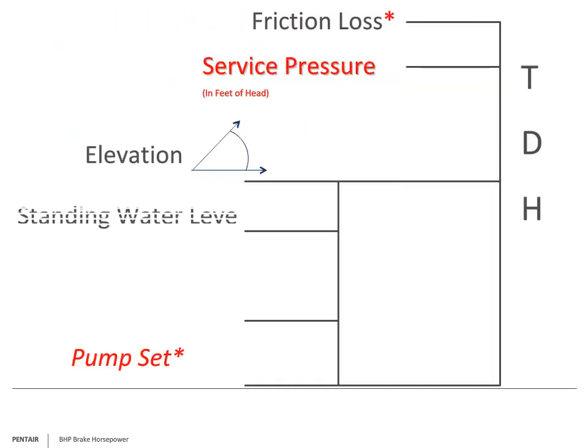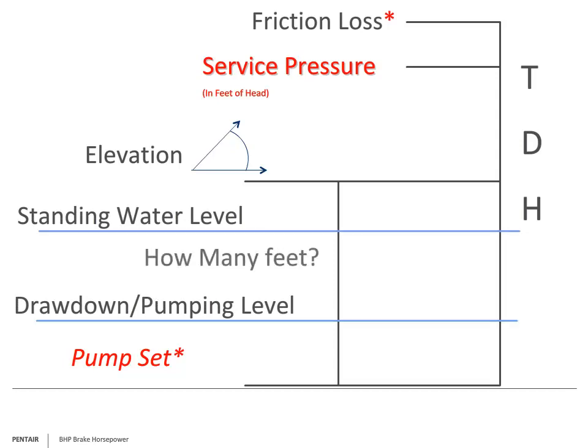One question often asked is this: what is total dynamic head? Well, looking at this simple diagram, it is friction losses throughout the system, pressure converted into feet of head, elevation, standing water level, and more importantly, the drawdown. Adding all these factors will give us total dynamic head.